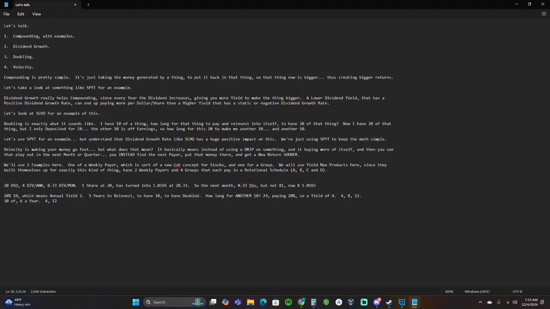Well, if we like things doubling, and if we like things going faster and faster, what is velocity? Velocity is making your money go fast. But like, what does that actually mean? It basically means instead of using DRIP on something and it buying more of itself, and then you see that play out in the next month or quarter, you instead find the next payer. But that money there, put that money there and get a new return sooner.